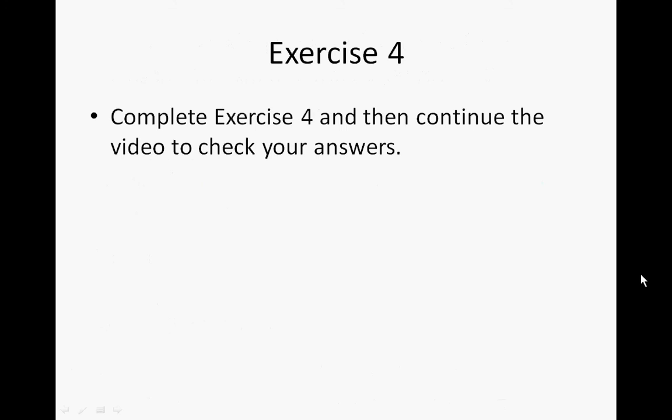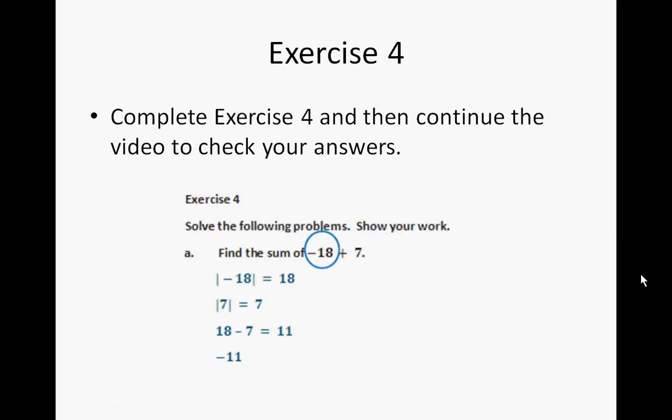All right, let's take a look at exercise 4. Complete exercise 4 and then continue the video to check your answers. All right, you should be done with exercise 4. Exercise 4 is: solve the following problem and show your work. So find the sum of negative 18 plus 7.